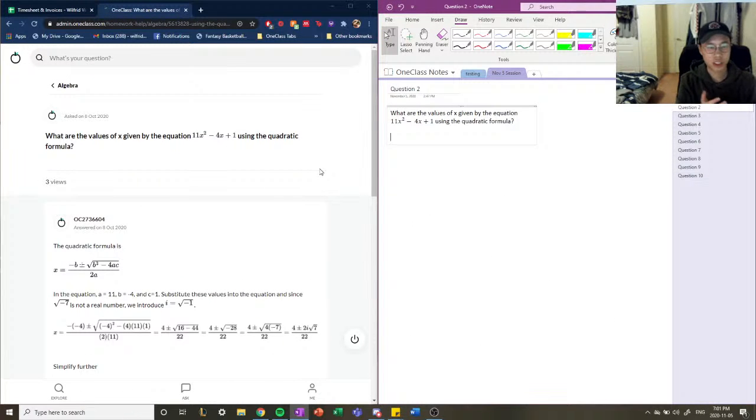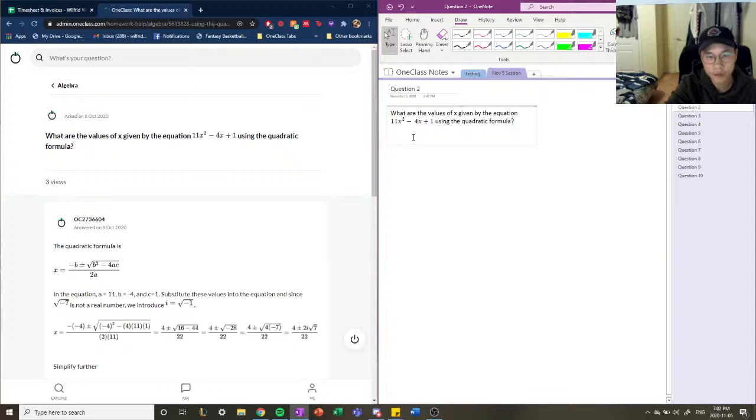So the second question reads, what are the values of x given by the equation 11x squared minus 4x plus 1 using the quadratic formula? When they're asking for the values of x, they're asking for the solutions to this equation when y equals 0. They're looking for the values of x that make this equation equal to 0. Most of the time, you can actually just use factoring and cross multiplication to find the zeros of the equation, and then you can find the solutions.